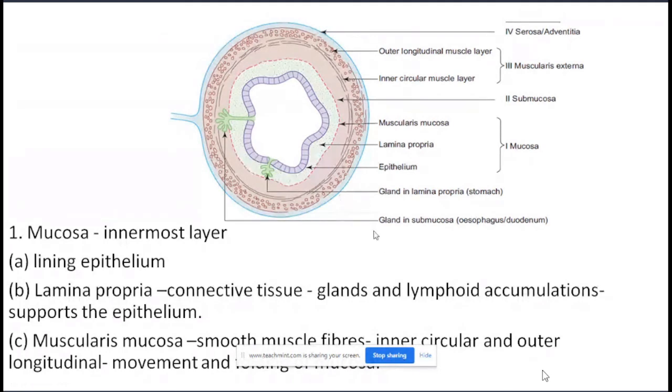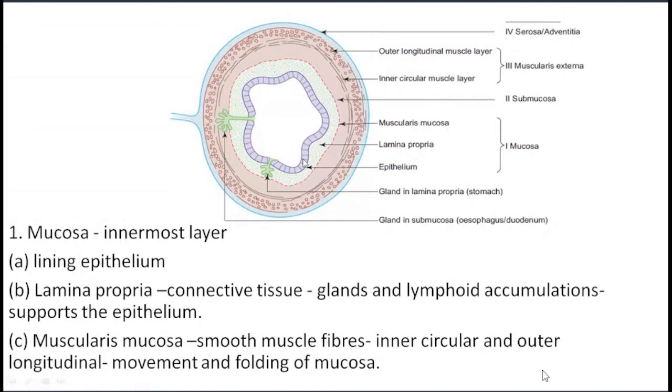Muscularis mucosae consists of smooth muscle fibers. In this smooth muscle you can see inner circular and outer longitudinal muscle fibers. Muscularis externa is separate, and muscularis mucosa is a layer of the mucosa. This layer consists of smooth muscle in which the inner layer is circular and the outer layer is longitudinal. What is the function of this muscularis mucosa? It provides the movement and the folding of the mucosa.